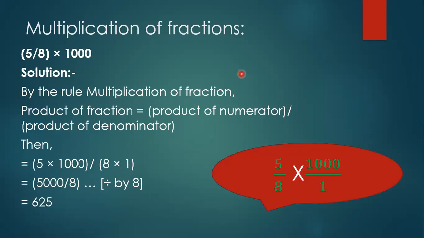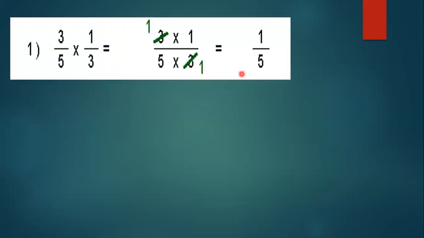Okay, so I'll write it, 5 by 8 multiplied by 1000. In 8's table, 8 goes 1 time, 1000 goes 125 times. Children, you can see 1 times 8, 2 remains, 2 times 16, 4 remains, 4 and 0, 40, which is 5 times. 125 multiplied by 5 gives me 625.